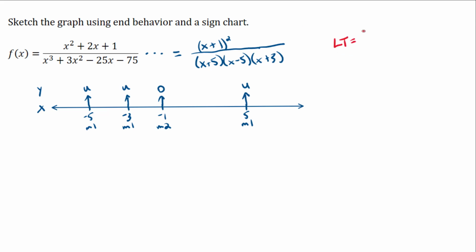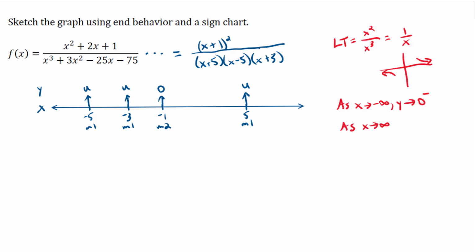The leading term on top is x squared, on bottom is x cubed, which reduces to 1 over x. So here, the left side is going to get close to 0 from the negative side, and on the right, we're going to get close to 0 from the positive side. So as x goes to negative infinity, y is going to approach 0 from the negative side, and as x approaches positive infinity, y is going to approach 0 from the positive side. So I'll have 0 from the negative side, 0 from the positive side.